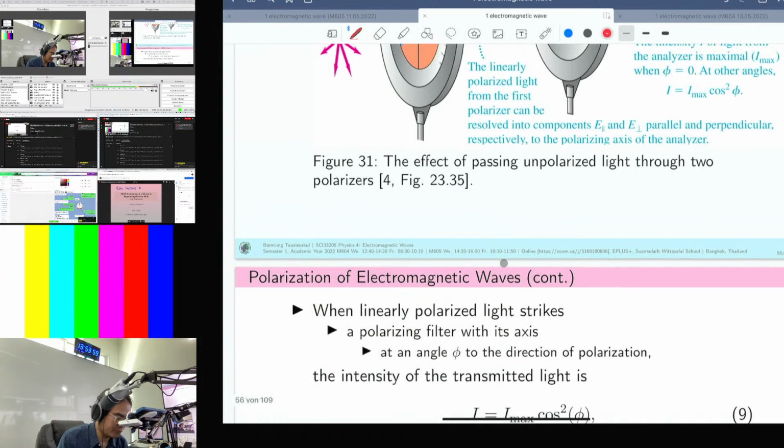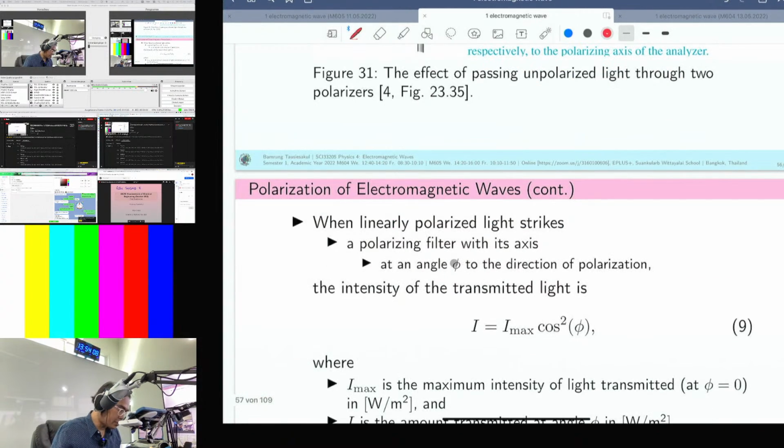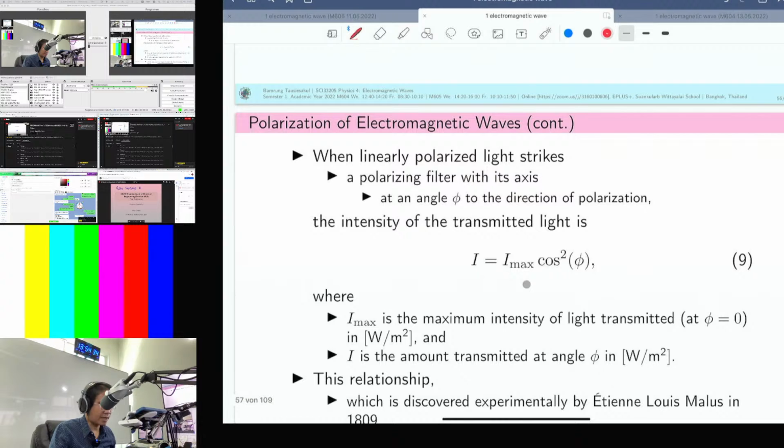And let's talk about what's going on here in this experiment. What is the final intensity we could get from this experiment? This question has been raised by someone, and they developed an expression for that. When linearly polarized light strikes a polarizing filter with its axis at angle phi to the direction of polarization, the intensity of the transmitted signal will be equal to I max, the maximum value of the intensity, times cosine square.